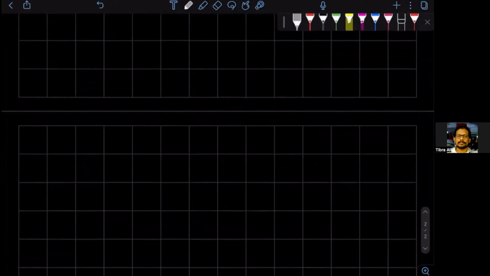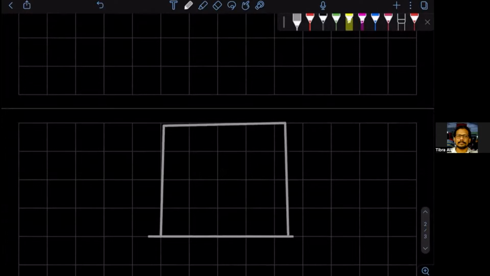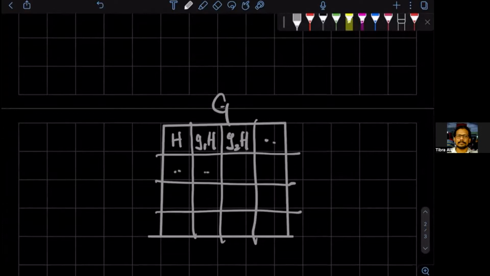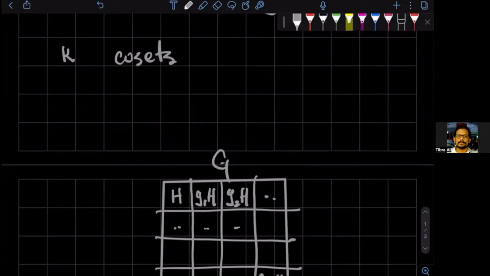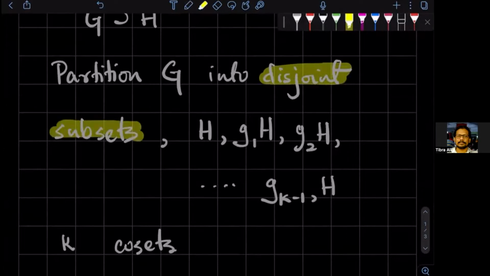Okay, so if I look at a pictorial representation of this, this is our group, and so this is G, and the coset construction divides it into little bits. This is a subgroup, but the other ones are not subgroups, but they're sets. Okay? So the idea here is that the partition is in terms of disjoint subsets. Okay, there is no overlap.